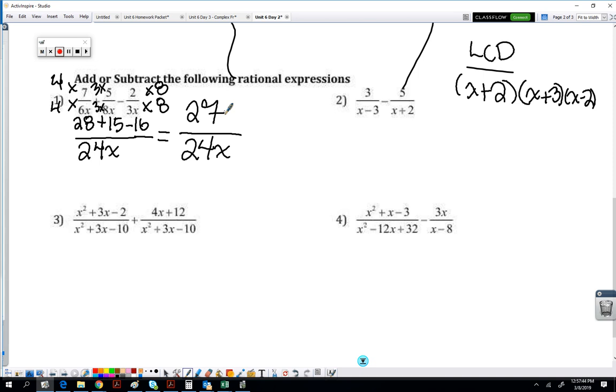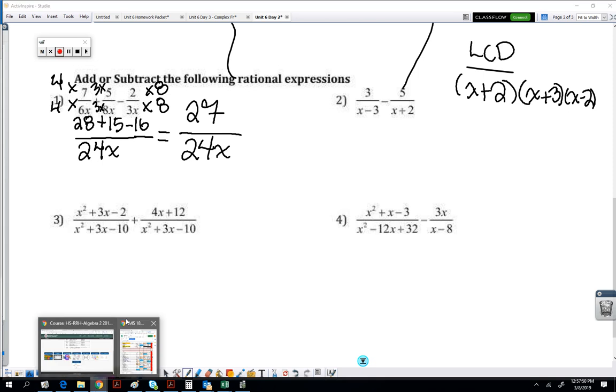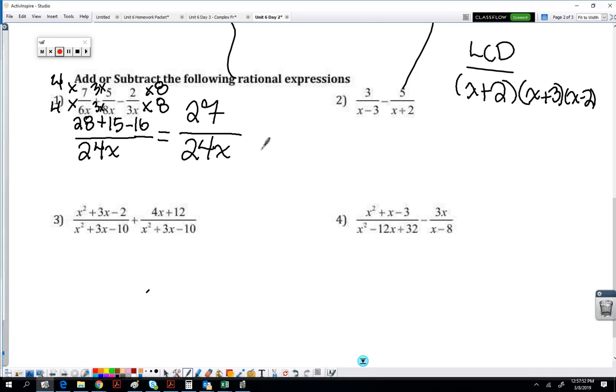Now, you have to do one more thing to that. You can't just leave your answer just like this. You must simplify your fraction. So if you notice, what number can you divide in the top and bottom? You can take out a 3. So that becomes a 9. Divide this by 3, and this becomes an 8. So I have an 8x. So this is my final answer. So you always have to say, can I simplify it down even more? All right, next one, number 2.